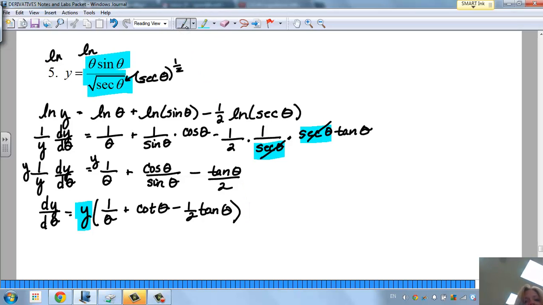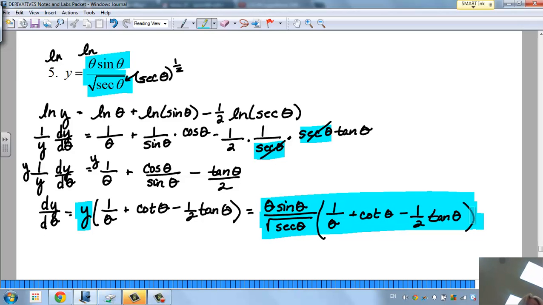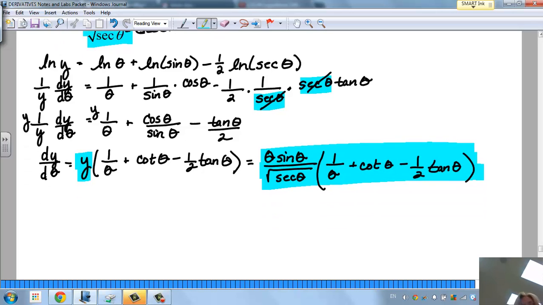So this is going to equal theta sine theta over radical secant theta times 1 over theta plus cotan theta minus 1/2 tan theta. So there's our derivative right there. We found it. This whole thing is our derivative. Alright? Try a couple more.